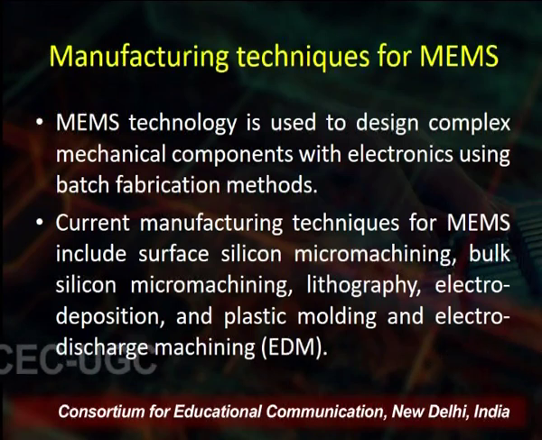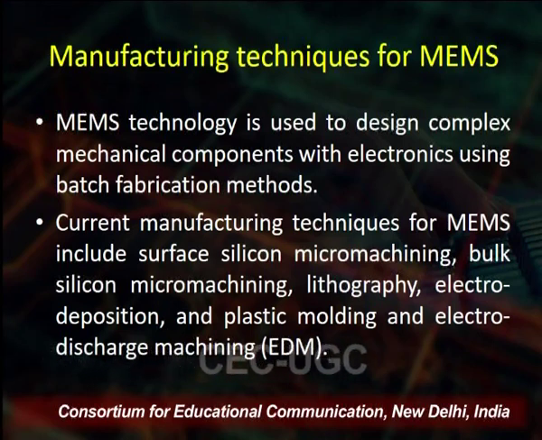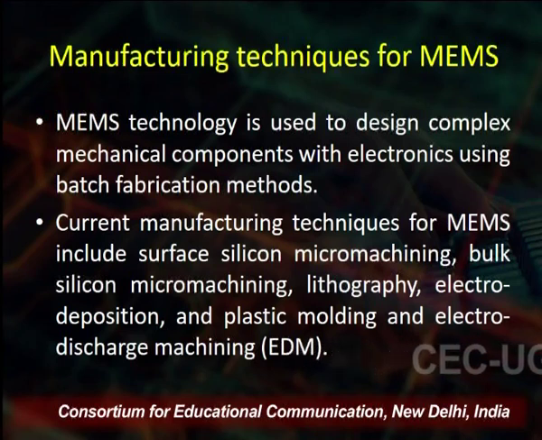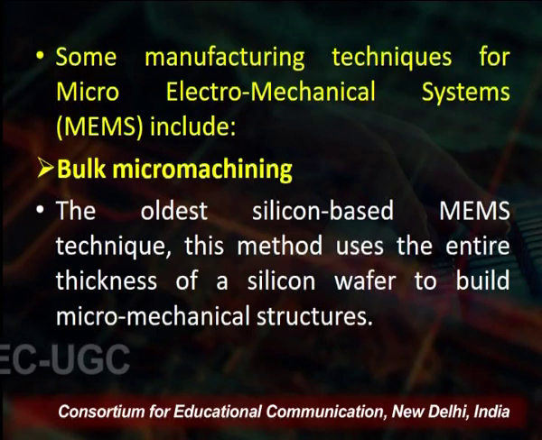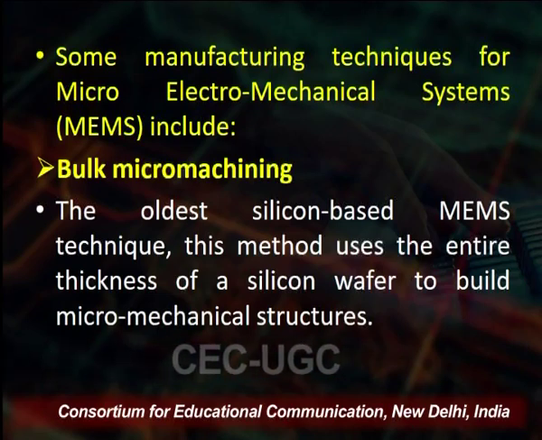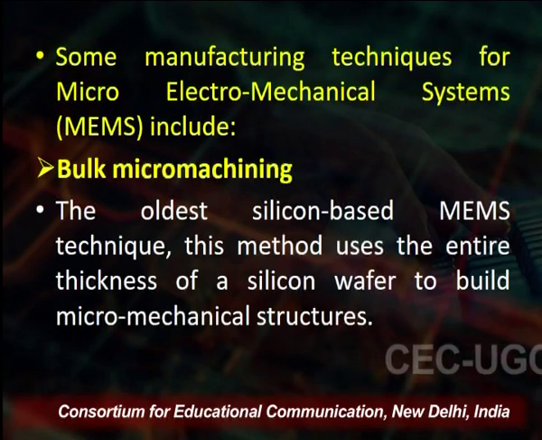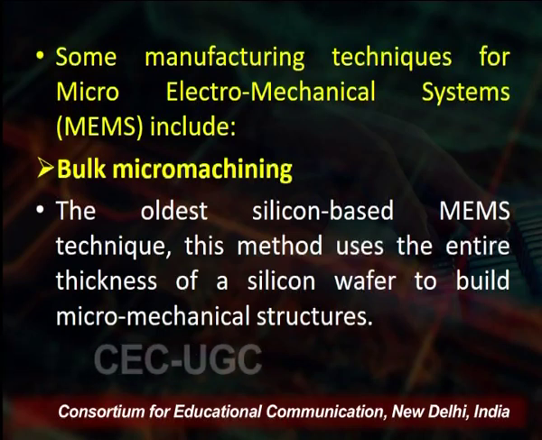Now, current manufacturing techniques for MEMS include surface silicon micromachining, bulk micromachining, lithography, electrodeposition, plastic molding and electro discharge machining, and these MEMS are manufactured by many methods. Some of the manufacturing techniques for microelectromechanical systems we will discuss. Bulk micromachining we have discussed in the last lecture. This is the oldest silicon based MEMS technique. This method uses the entire thickness of the silicon wafer to build micromechanical structures.